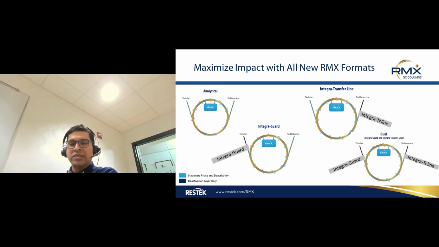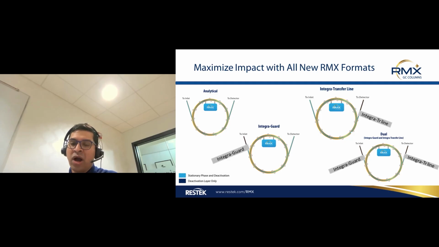The other two options, which I'm super excited to share with you, are the Integra transfer line and the dual Integra guard. When you take a mass spec setup, the transfer line is usually kept at the highest temperature, right? So when you put in a column with stationary phase in there, there is opportunity that the stationary phase can spit onto the mass spec source. Now, with an Integra transfer line, you have a deactivated Trimax tubing there without the stationary phase. What that encourages is a lower noise level and a better boost of your sensitivity.